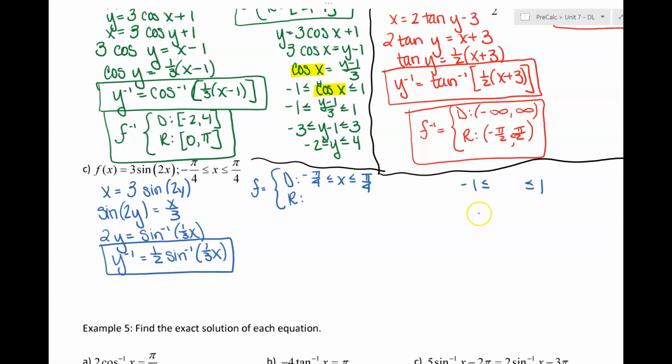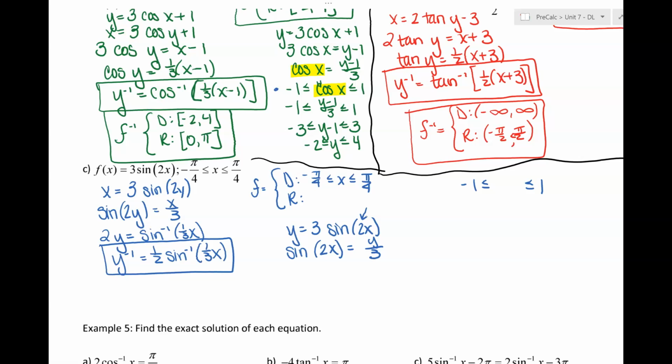So what I'm going to do is take y is equal to 3 times the sine of 2x, and solve it for sine of 2x, just like I did up here with cosine. If I can solve my function for the cosine of x, that parent function's range goes from 1 to -1, or -1 to 1. Now, I didn't necessarily solve for sine of x. I solved for sine of 2x. But the 2 is a horizontal compression.